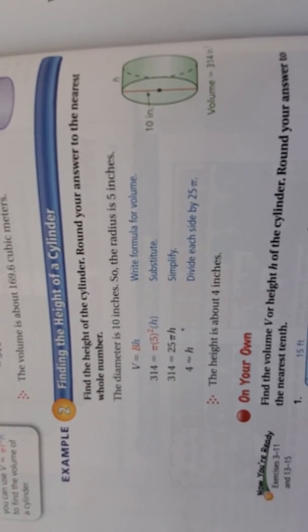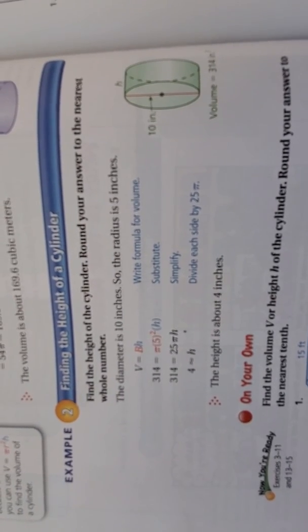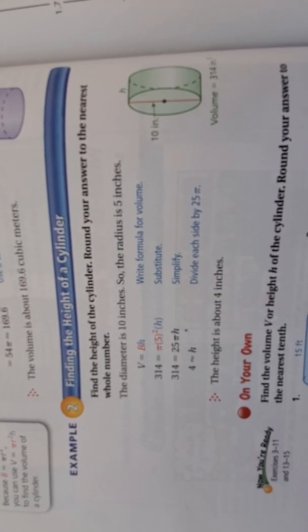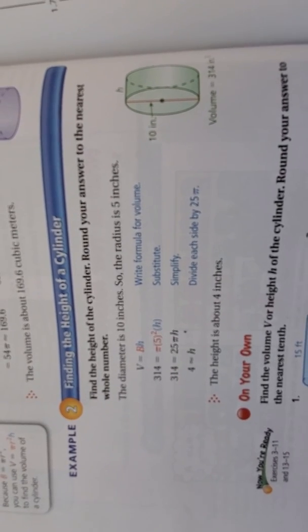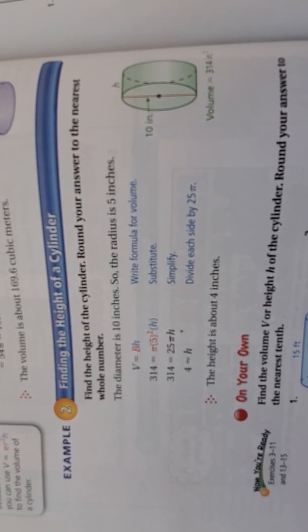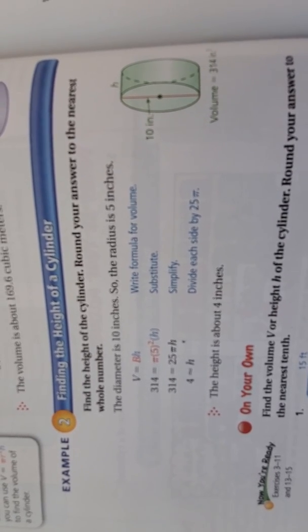So along with the YouTube videos I posted, there are helpful examples in the book. For example, I'm back to page 336. This is example 2. It's an example of how to find the height of a cylinder. This would be something I would look over, as I posted on Google Classroom, before you tried number 13 in the book. You're trying to find the height of a cylinder, and you can see from the picture that the volume is 314, the diameter is 10, and we don't know the height.